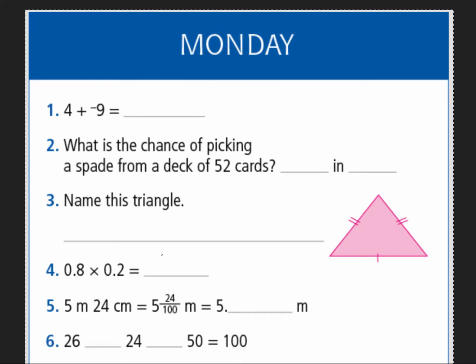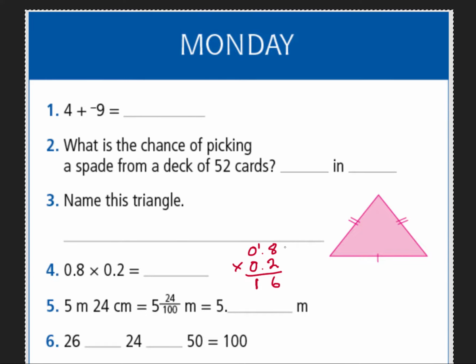Question 4, 0.8 by 0.2. So what we need to do here is write them on top of each other. 0.8 multiplied by 0.2. Okay, 2 8s are 16. Put down a 6, carry our 1. 2 zeros are 0 and 1 is 1. So we get 16 here. We don't need to multiply this 0 because we'll just get 0.